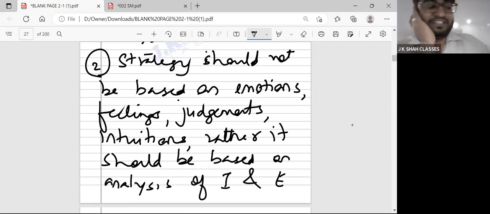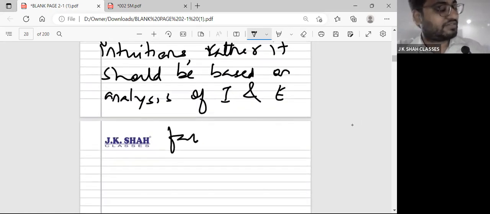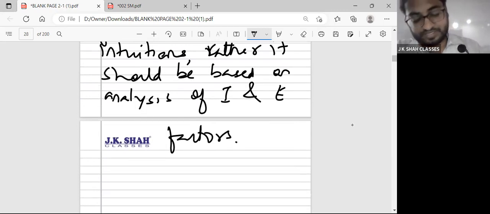Strategy should not be based on emotions, feelings, judgments, intuitions. Rather, it should be based on analysis of internal and external factors.